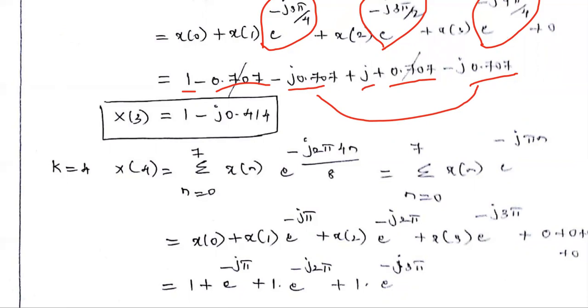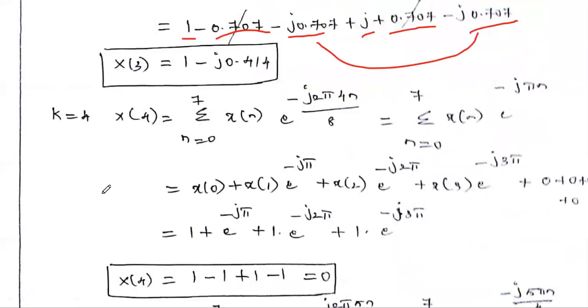Okay. Then the next thing, similarly for k equal to 4 we may calculate. So if you are calculating for k equal to 4, here summation x of n e power minus j 2 pi 4 n by 8. So here this 2, 8, if you cancel, means 4 and this 4, 4 is cancelled.